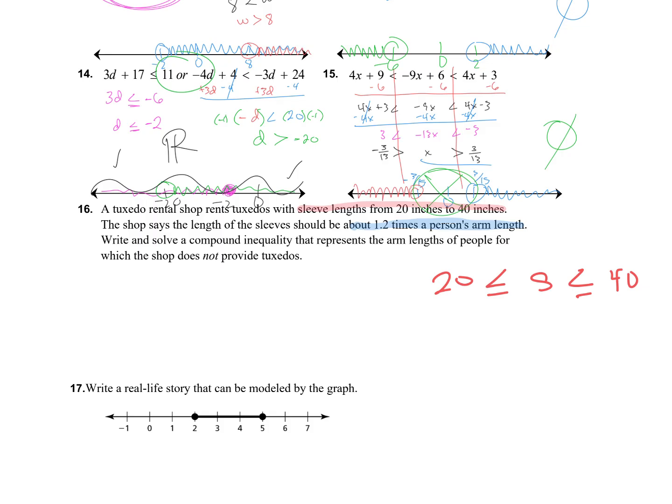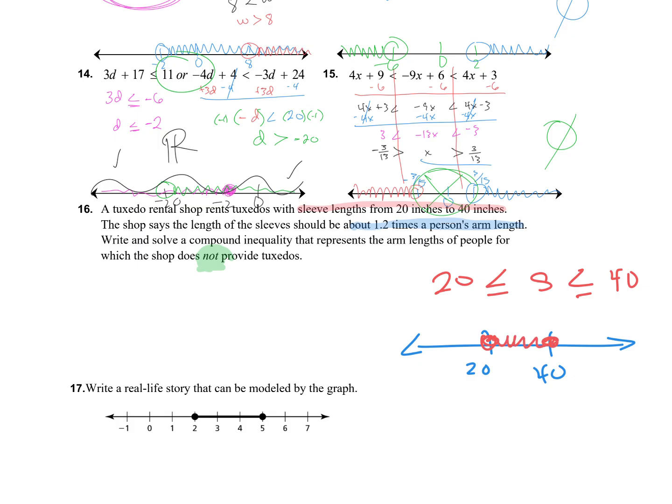Write and solve a compound inequality that represents the arm length of people for which the shop does not provide tuxedos. Not. That's very important. They even italicized it. So let's see. Let me read that one more time. Write and solve a compound inequality that represents the arm lengths of people for which the shop does not provide tuxedos. How about this? We have an and here, but now what this would look like is, hey, our shop has tuxedos for, let me color it, for these people.